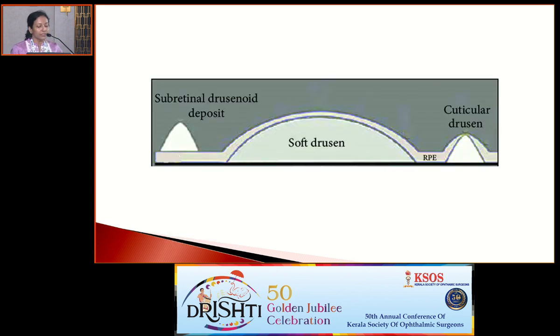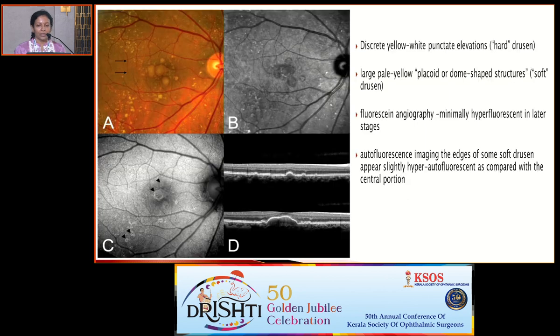So you have different types of drusen: soft drusen, hard drusen, cuticular drusen, etc. Now, hard and soft drusen, as you can see here, hard drusen are usually smaller and soft drusen are larger. Autofluorescence is not very significant. And on OCT, you can see that these are sub-RPE deposits.